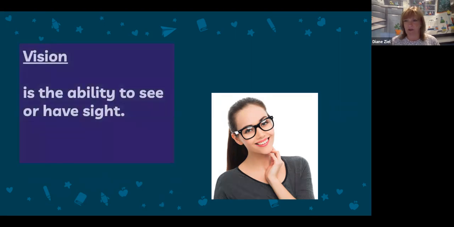Look at this lady. She's wearing glasses. She's wearing glasses to help her with this very important sense, one of our 5 senses. What are the glasses helping her to do better? If you said they're helping her with her vision, you're correct. And vision is the ability to see or to have sight.